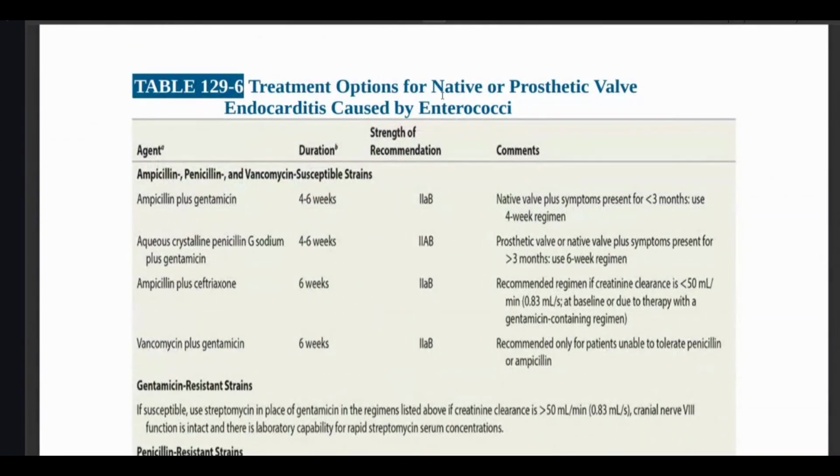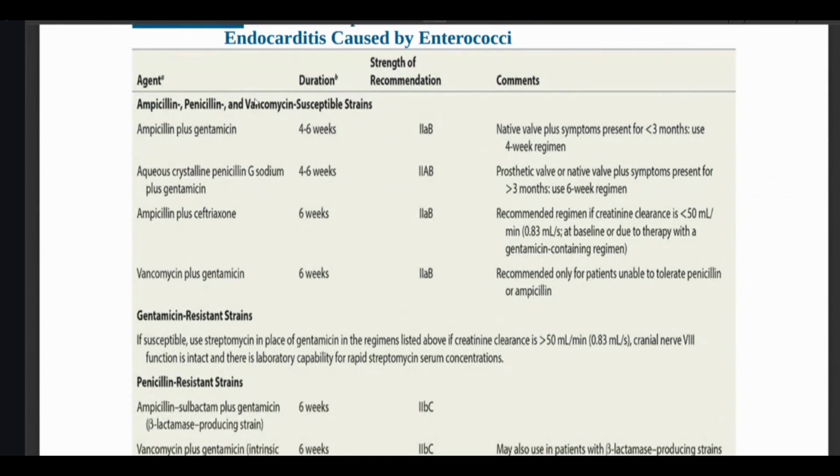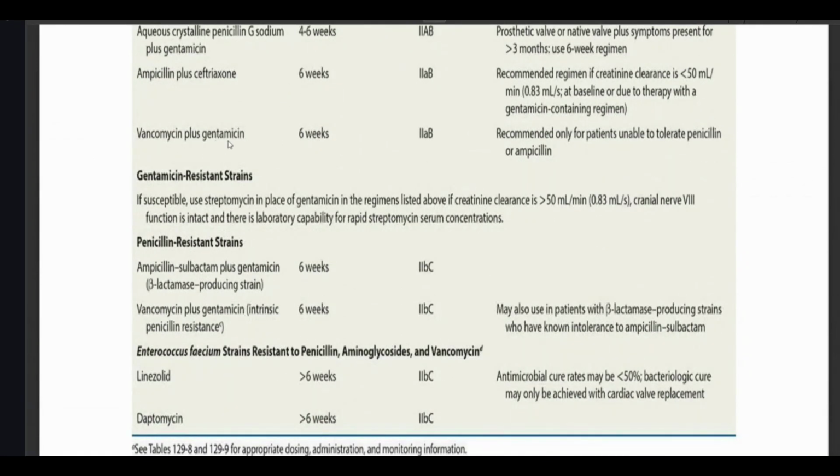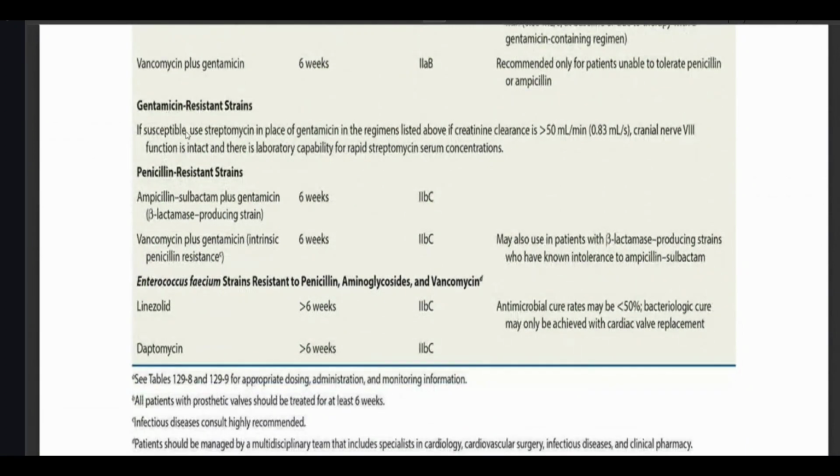The next are the treatment options for native or prosthetic valve endocarditis caused by enterococci. The previous treatment options were mainly for streptococci and staphylococci. These are the treatment options for enterococci. The agents used are ampicillin plus gentamicin for 4 to 6 weeks, aqueous crystalline penicillin G sodium plus gentamicin for 4 to 6 weeks, ampicillin plus ceftriaxone for 6 weeks, and vancomycin plus gentamicin for 6 weeks.